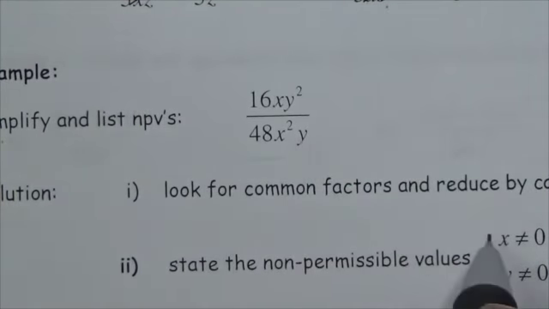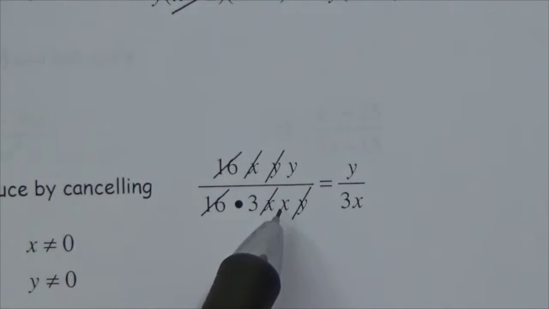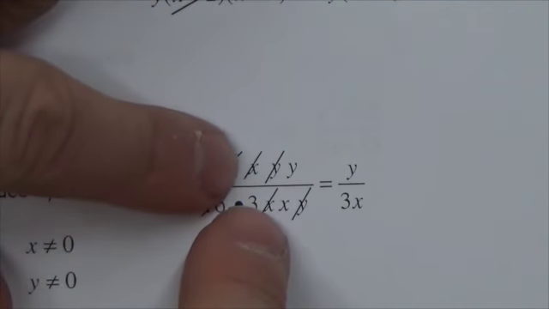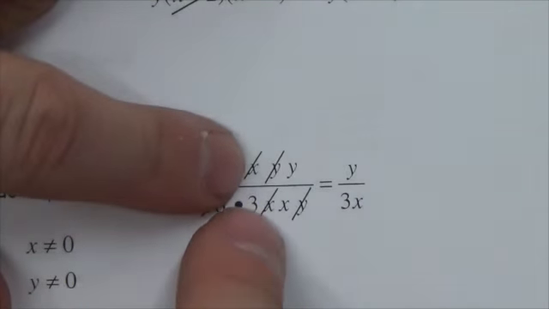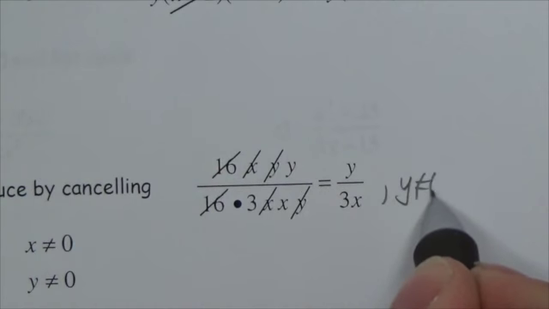So we get this. 16s will cancel. The x will cancel. The y will cancel. Now, notice that when we do this, the x is canceled, yes, but I was still left with another x in here. So I can see right away that x is still a non-permissible. What I've lost in the simplifying is that, because there was a y in the denominator originally, there was another non-permissible here: y can't equal 0.